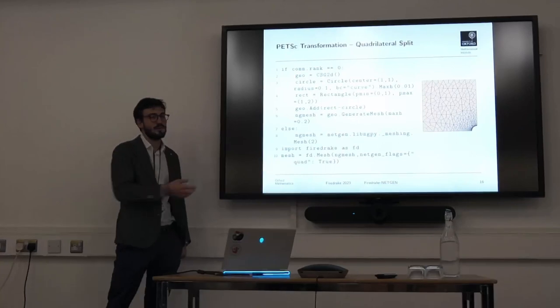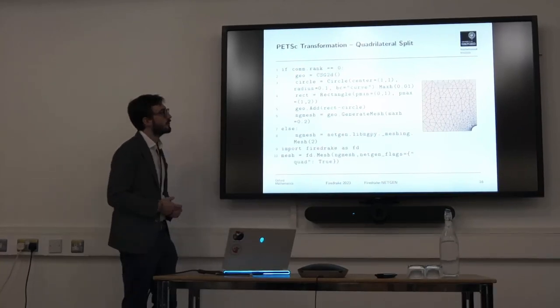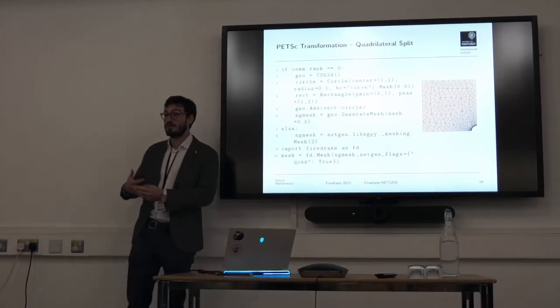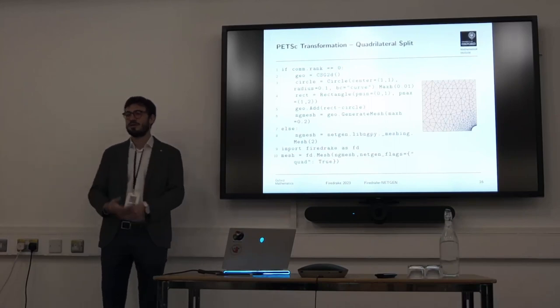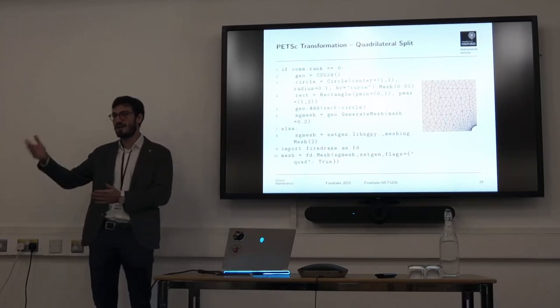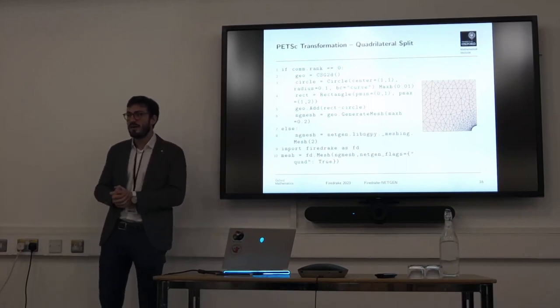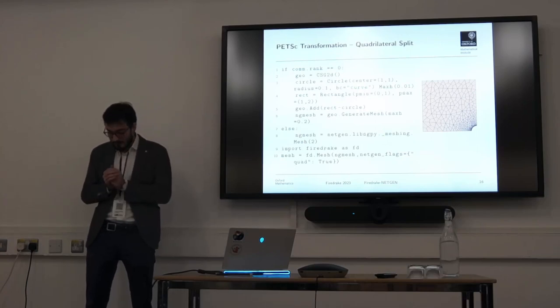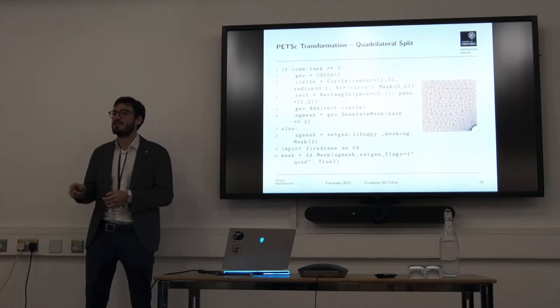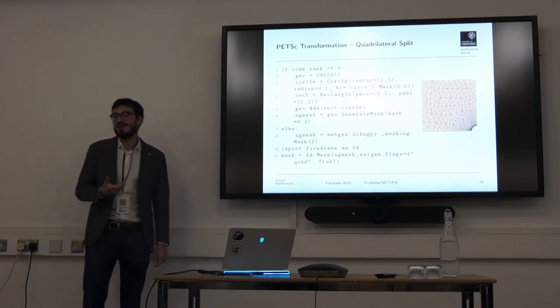But another PETSc transformation is the refine-to-box transformation. Somebody at the last Firedrake user meeting asked me, can you give me a quad mesh? And I was like, yes, of course I can give you a quad mesh. You just need to use the quad flag in your Netgen, and this doesn't work because Netgen will create almost all quads and one triangle. What do you do there? Yeah, you don't do anything.